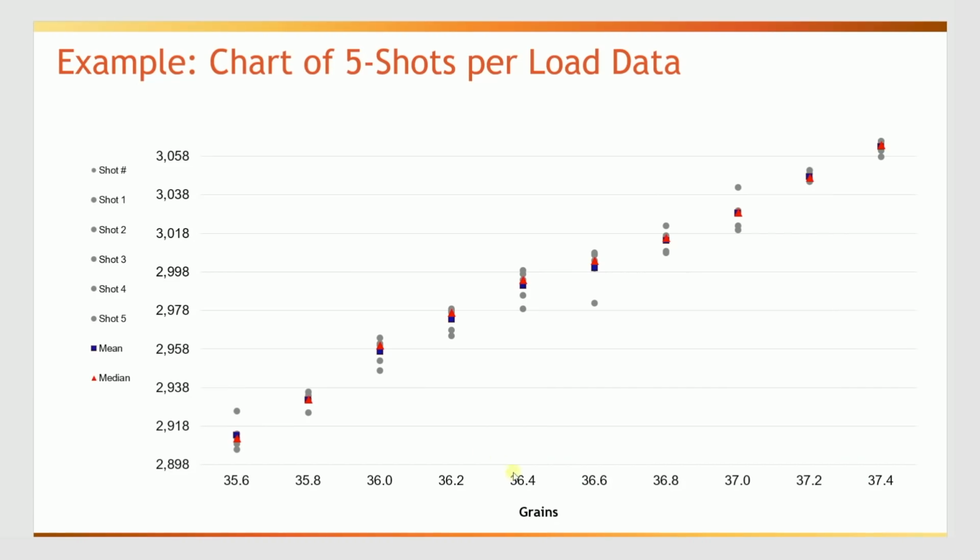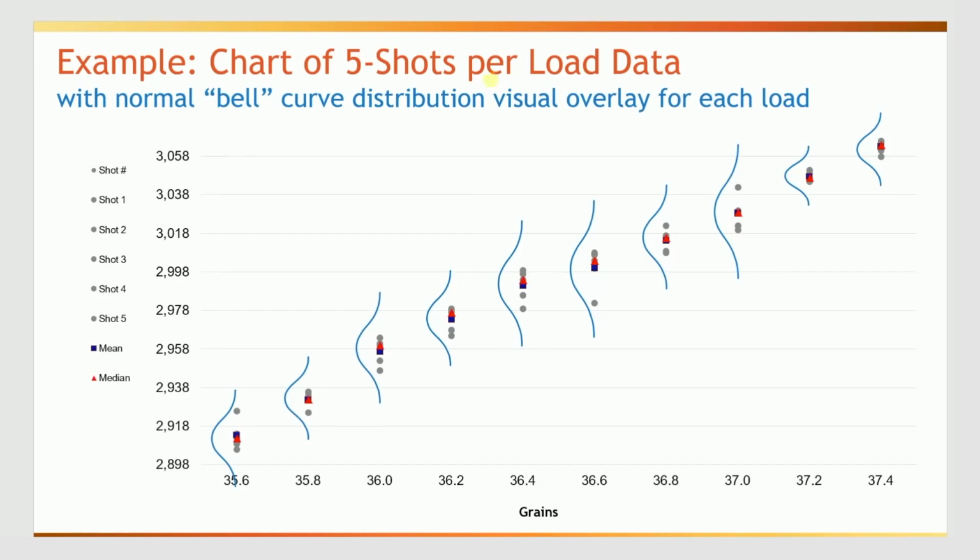So for example, if we take the chart of 5 shots per load data and plot them in our chart, and we think of them as a normal bell curve distribution, and you overlay that bell curve on this load data, you can start to think of the range of possible values for a particular load.